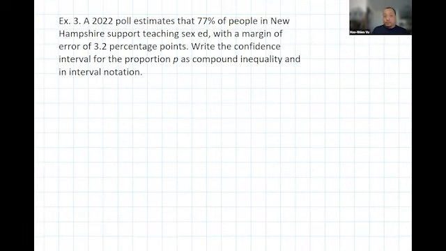Let's do a couple more examples. Example 3. A 2022 poll estimates that 77% of people in New Hampshire support teaching sex ed in schools with a margin of error of 3.2 percentage points. Write the confidence interval for the proportion P as compound inequality and in interval notation. So we have our P here. That is 77%, but it's not really 77%. It's plus or minus a margin of error of 3.2 percentage points. So 3.2% in decimal form is 0.032.